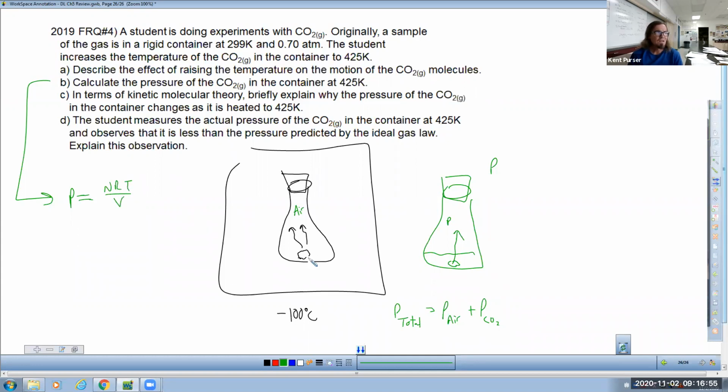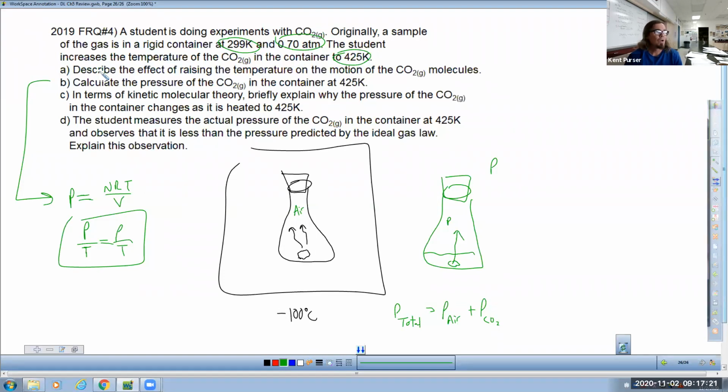nRT over V? They gave you a temperature, originally a sample of the gas in a container. Oh, we don't even need to do that. They gave us a temperature and a pressure, and then we raised the temperature. To me, that just sounds like P over T equals P over T. That's basic chemistry. I could give that to my honors chemistry students in end of January, and they'll get that right. How did my students miss that? 2019 was a smart group too.